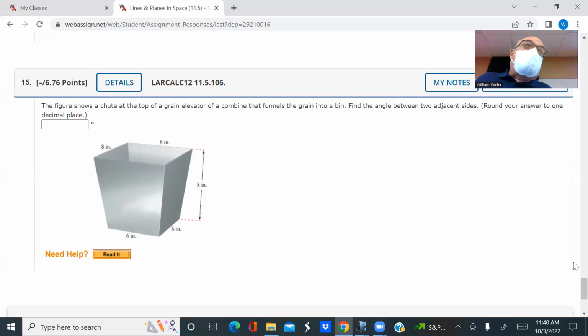So what this problem really is, of course, is just what's the angle between two planes. Because the sides here of the chute are really just flat surface planes in three dimensions. So we're just trying to find the angle between two planes. That's the Calculus Three version of the problem, not the grain elevator version of the problem.